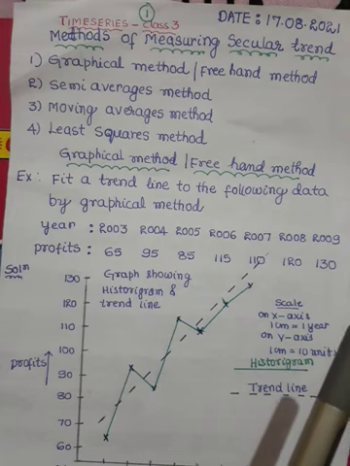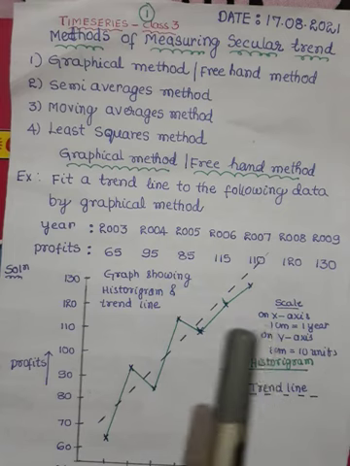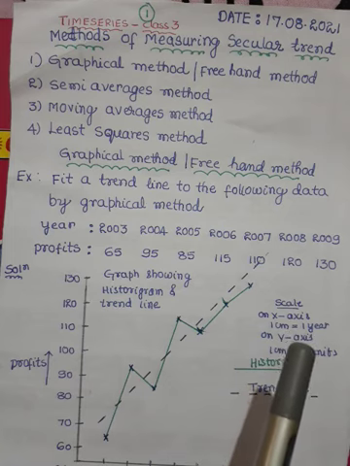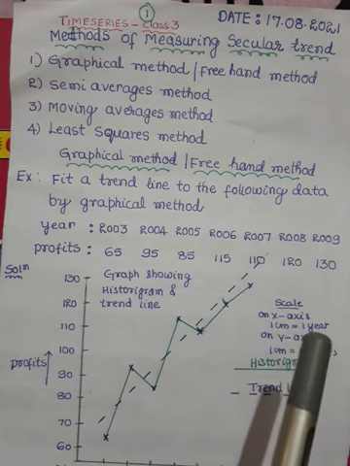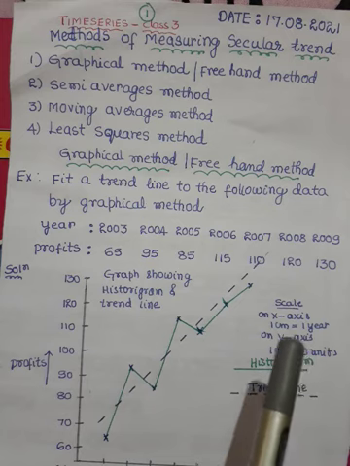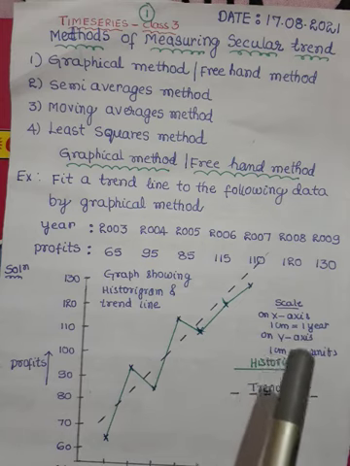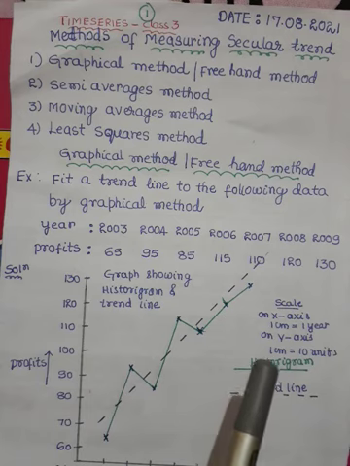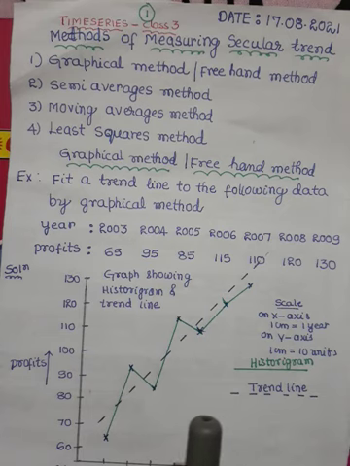How to smoothen? The zigzag of the curve is to be smoothened by drawing a freehand curve or by drawing a straight line. This is a subjective method of obtaining the trend line.